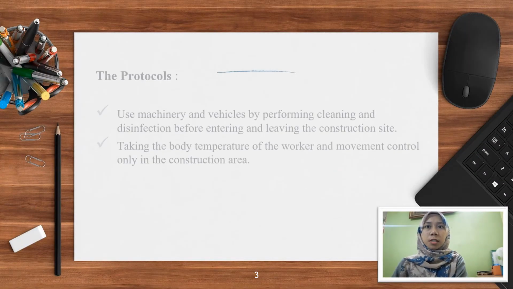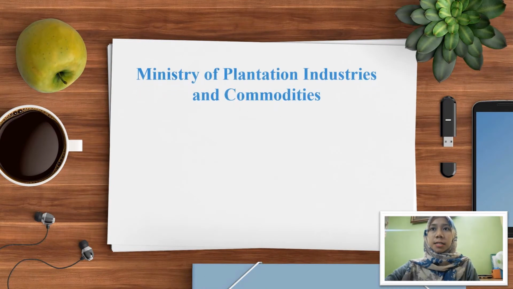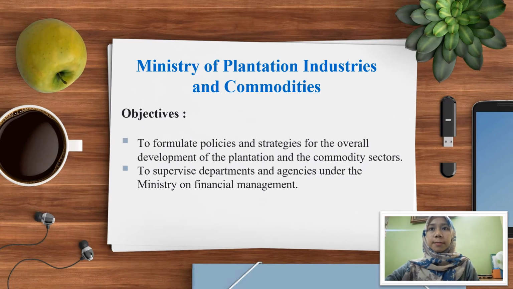The protocols: use machinery and vehicles after performing cleaning and disinfection before entering and leaving the construction site. Second, take the body temperature of workers, and movement is controlled only in the construction area. Then, the Ministry of Plantation, Industry and Commodities. Objective: to formulate policies and strategies for the overall development of the plantation and commodity sectors. Then, to supervise departments and agencies under the Ministry of Financial Management.